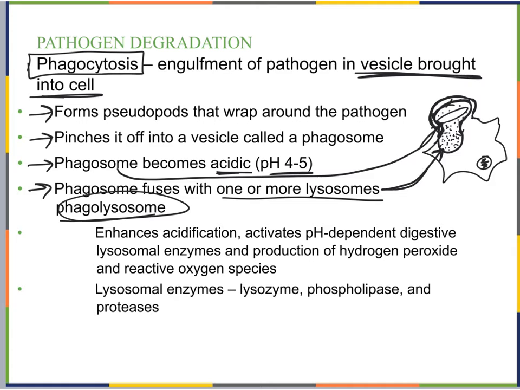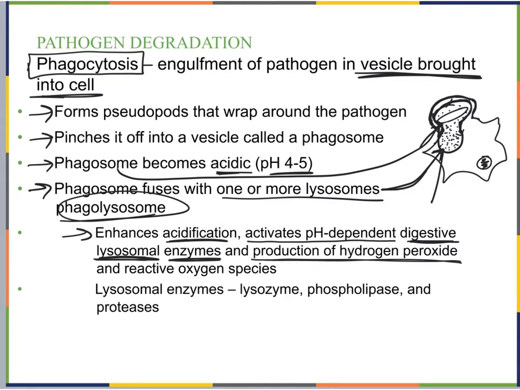Now when this happens, it's going to enhance or increase acidification. So again, keep bringing that pH down so that it eventually kills the pathogen or weakens the pathogen enough to where we can digest it in other ways. So it activates our pH-dependent digestive lysosomal enzymes. So within this lysosome here, remember the dots were our enzymes, our lysozyme. Now lysozyme is going to be activated by a decrease in pH. So once that decrease in pH happens, it starts to activate those enzymes, and those enzymes can go in and start to break apart the pathogen.